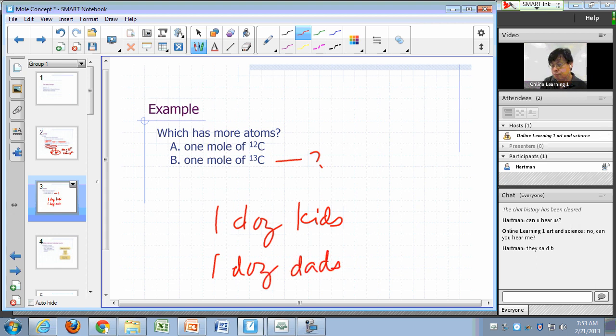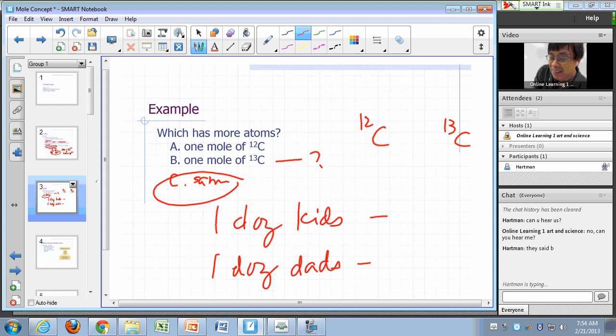Okay. A carbon-12 is simply lighter, an atom that's lighter than a carbon-13. So if I ask you a dozen kids versus a dozen dads, which has more people? What would be the answer? Same number of people, right? So this is actually a trick question. The correct answer here is the same.